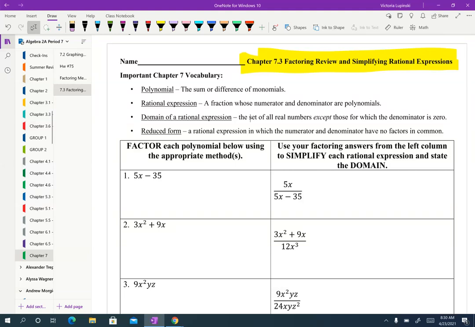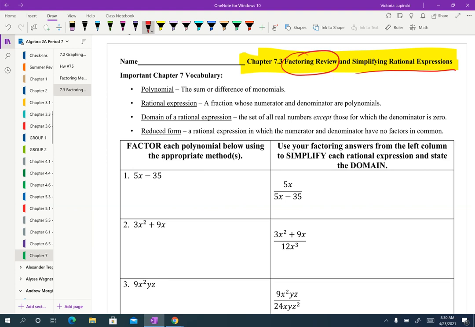All right, welcome everybody. Today we're going to talk about section 7.3. And the truth is, to be successful in the remainder of chapter 7, you have to be really, really good at factoring. We have spent a lot of time this year reviewing all the different types of factoring, and we're going to spend even more time today going over those. After we review factoring, we're going to go ahead and simplify rational expressions.